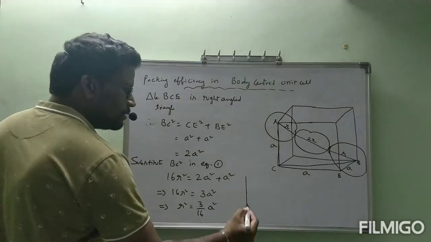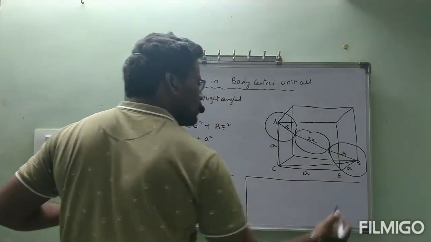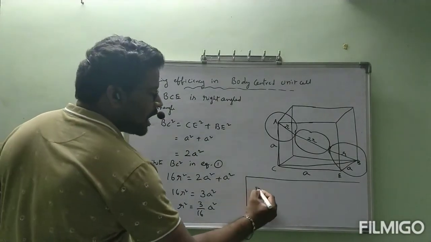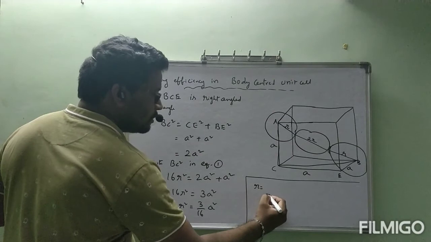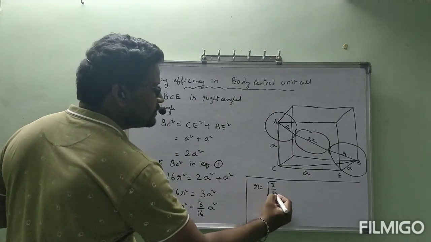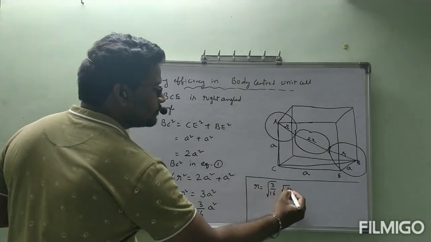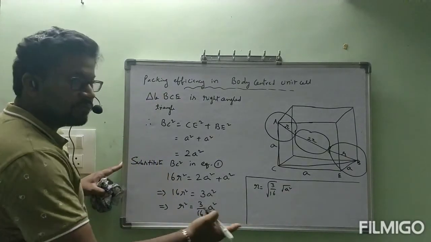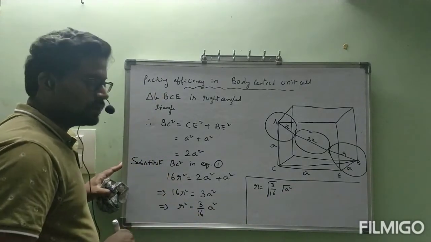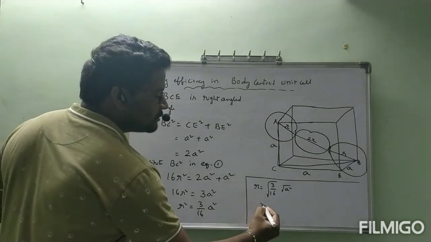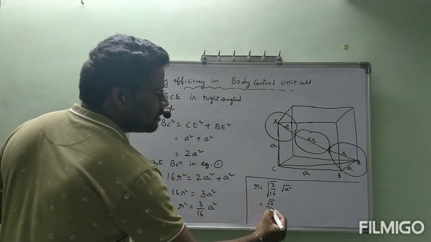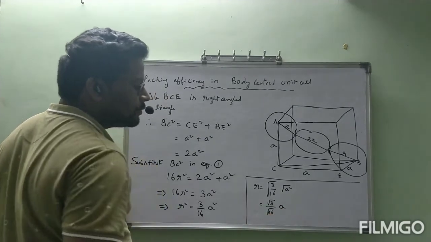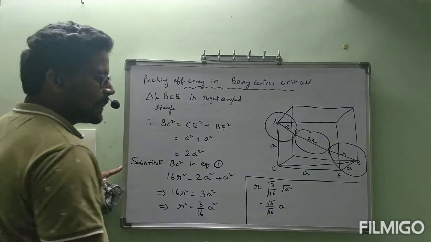Next, continuation. When R square is equal to 3 by 16 A square, R is equal to root of 3 by 16 into root A square. Because this square is there, if it goes to that side, it will become square root. This is equal to root 3 by root 16 into A. Root A square is equal to A.